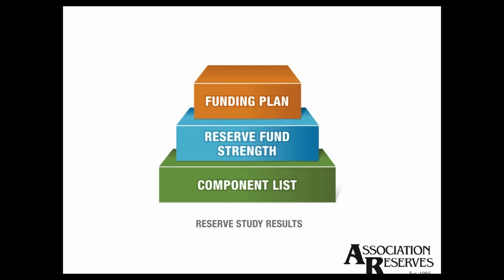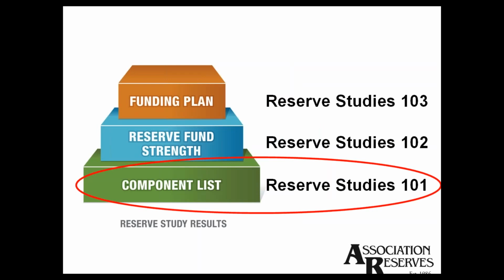Keeping things simple, every reserve study has three parts: the reserve component list, a calculation of reserve fund strength, and a calculated reserve funding plan. The component list identifies the scope and schedule of reserve expenses facing your association. Reserve fund strength reveals how well your reserve fund balance has kept pace with deterioration of your components. And the reserve funding plan reveals reserve contributions that are needed to offset the ongoing deterioration, again, of those components. We're just going to cover the component list today, which forms the foundation on which the other two parts are built.